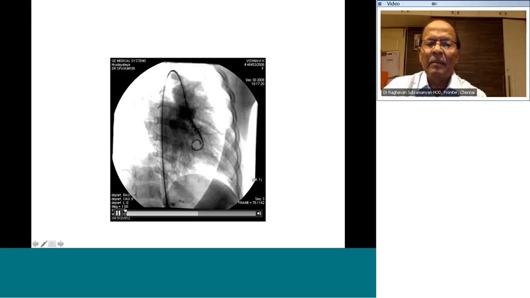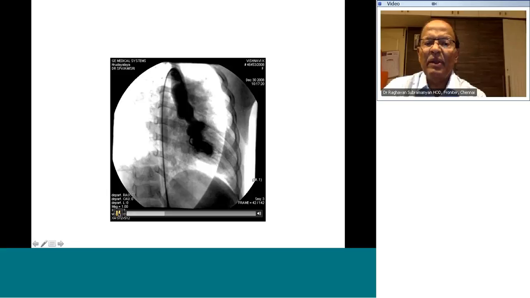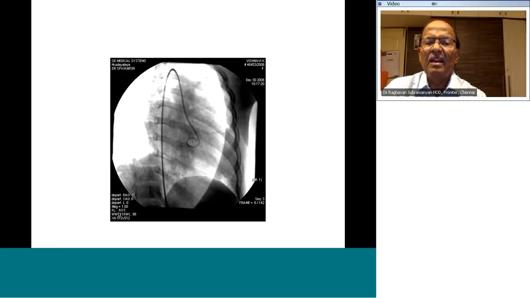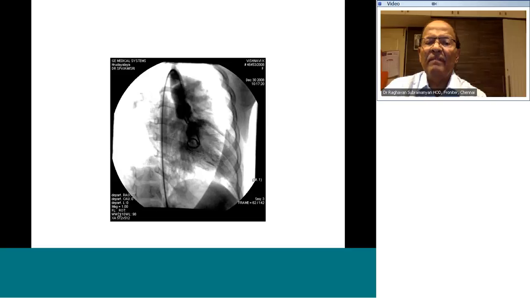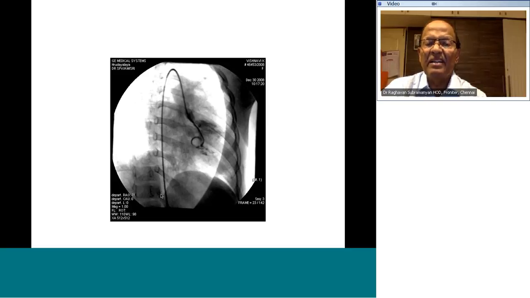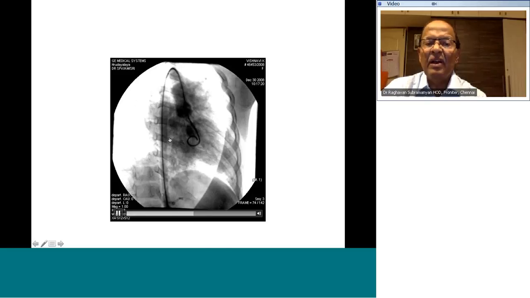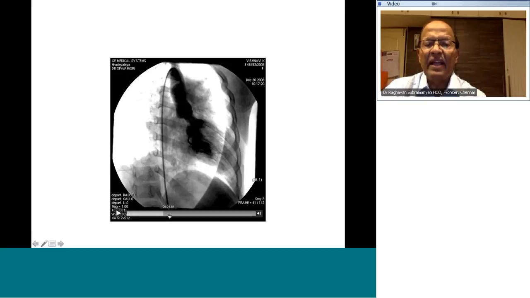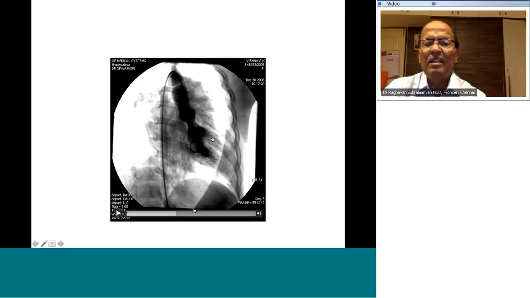Now, what are the other components of AV canal defect? Quick, you have to be quick. The other component of AV canal defect is mitral regurgitation. Is there a mitral regurgitation in this case? See, if you look at the earlier part of the frame, the LA is not filling. In the earlier part of the angio, there is a systolic frame, there is no filling of the atrium.